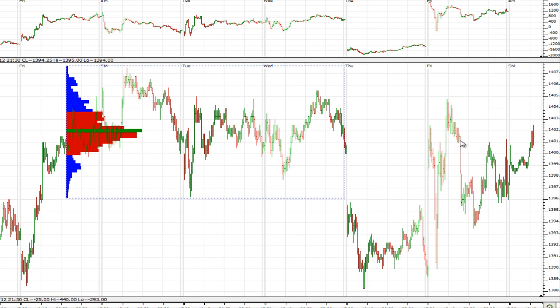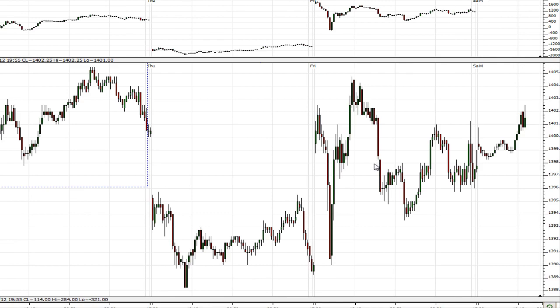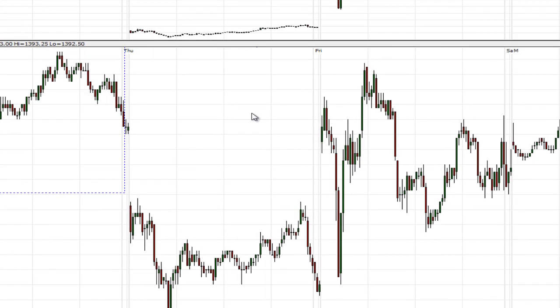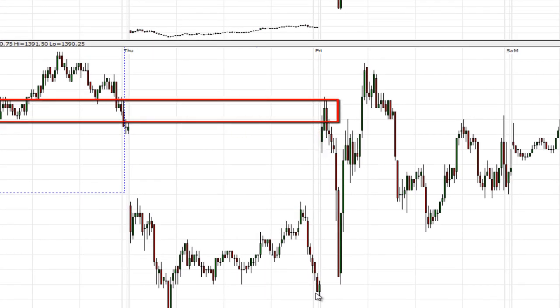So let's take a look at this day while we were testing this previous high volume node. All right. The previous high volume node was right around here. So we tested it early in the day on a huge gap up. Okay. And right when we hit it, look at this big drop down.